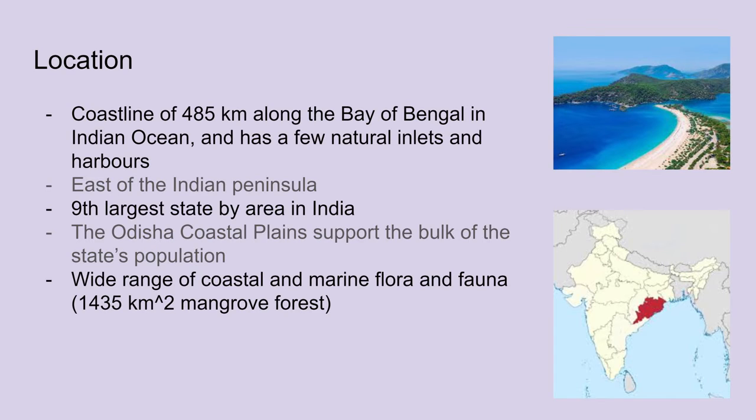So the location is a coastline that is 485 kilometers along the Bay of Bengal in the Indian Ocean, and has a few natural inlets and harbors. It is east of the Indian Peninsula. It is the 9th largest state by area in India. The Odisha coastal plains support the bulk of the state's population, and the wide range of coastal and marine flora and fauna. There is 1,435 kilometers squared of mangrove forests, which, as you'll see, are pretty important.